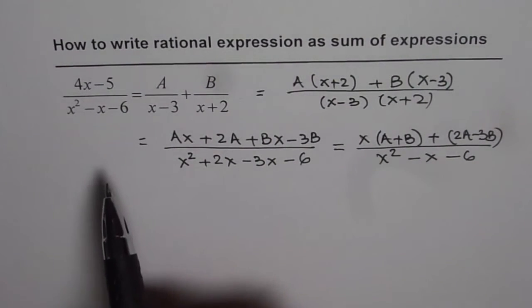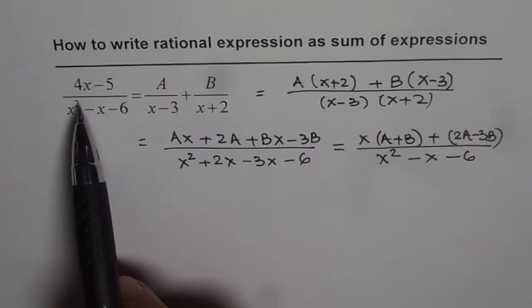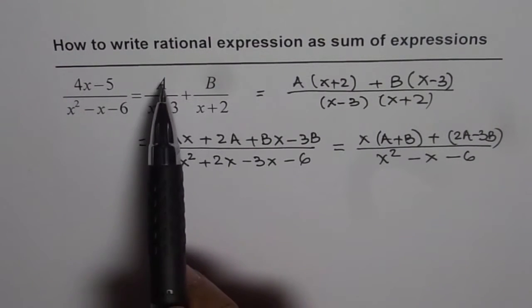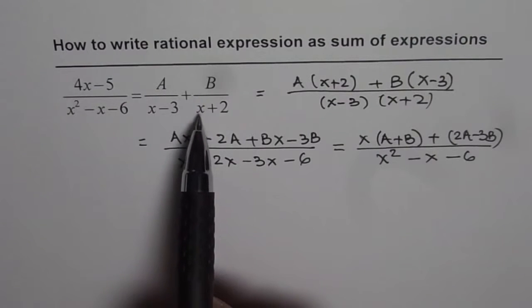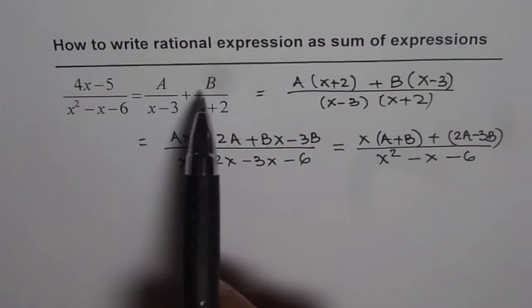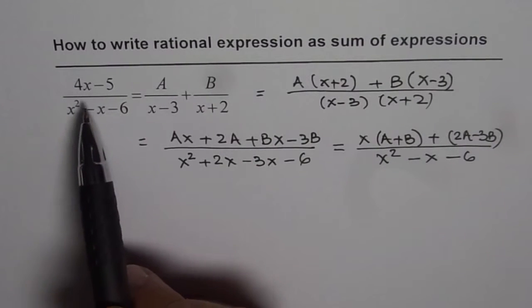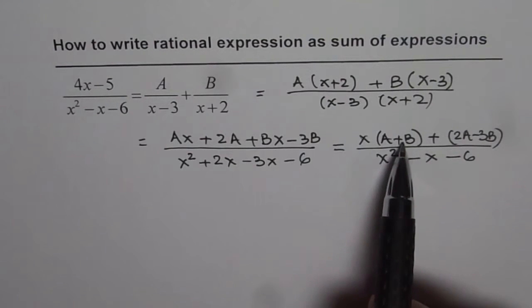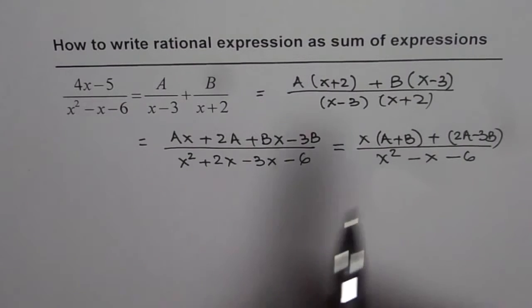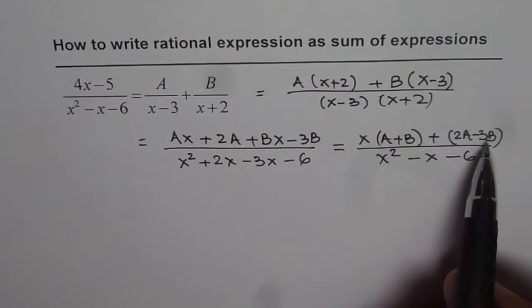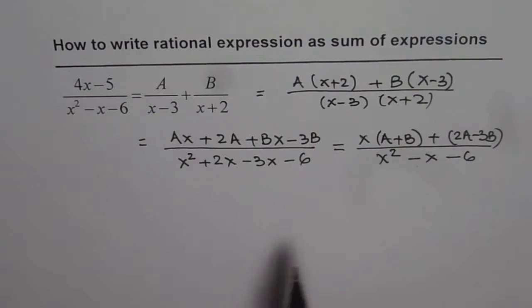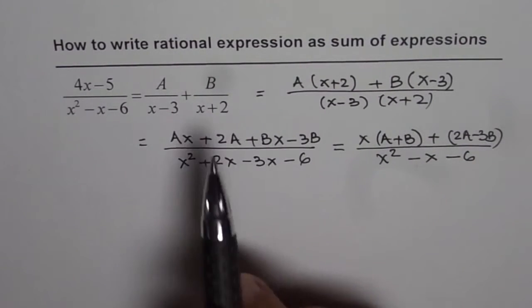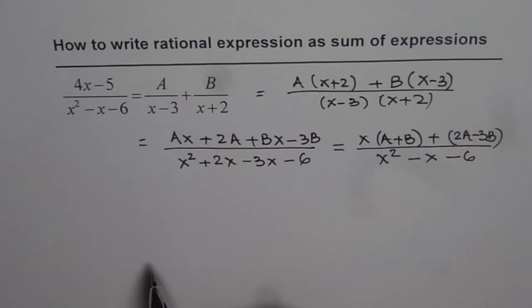Now let's look back at the equation. We need to write the rational expression (4x - 5)/(x² - x - 6) as a/(x - 3) + b/(x + 2). So basically we need to find the values of a and b. Now we know the left side is 4x - 5 in the numerator, and here the coefficient of x is a + b, and the constant term which we have is -5, here the constant term is 2a - 3b. The denominators are exactly the same. Now for these two to be equal, their coefficients of x should be equal and the constant terms should be equal, correct? So with that we get two equations.